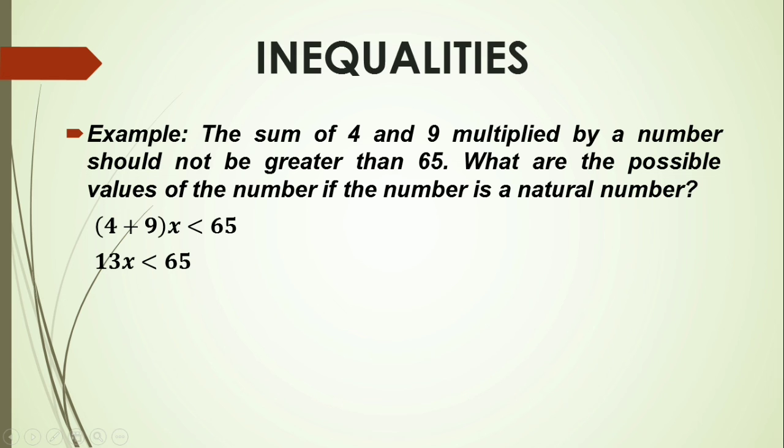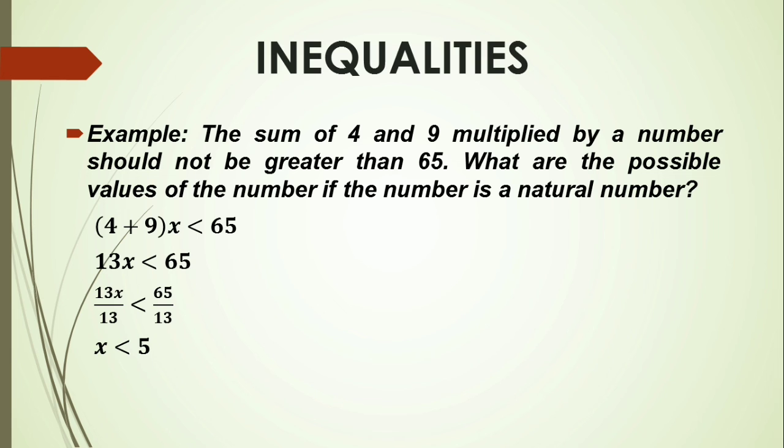To get rid of the 13 so that we can find out the value of x, we need to divide both sides by 13. 13 divided by 13 is 1, so we are left with x. 65 divided by 13 is equal to 5. Now we are left with x is less than 5. But that's not the end of it.